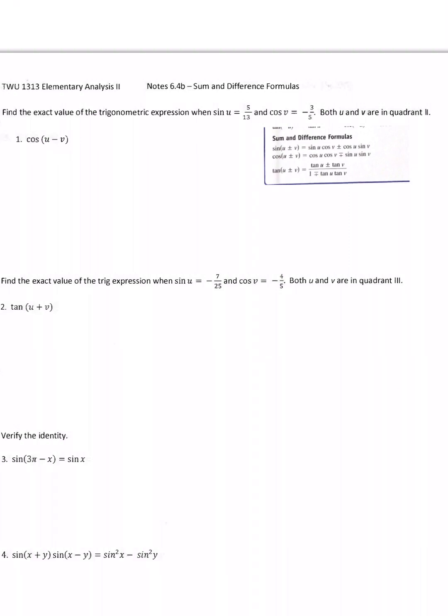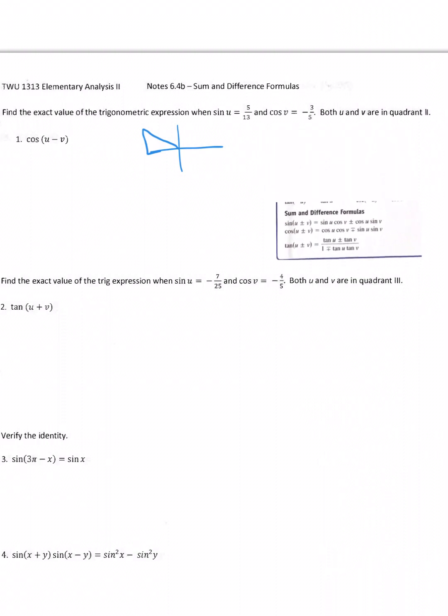So when sine of u is 5 over 13, and cosine of v is negative 3 over 5, both u and v are in quadrant 2. So the very first thing you're going to have to do on this one is draw out your triangle. If this is quadrant 2, there's two, we actually need to do two drawings, okay?